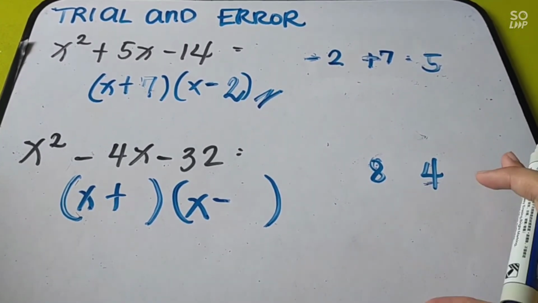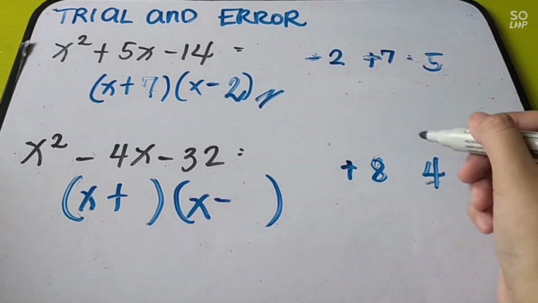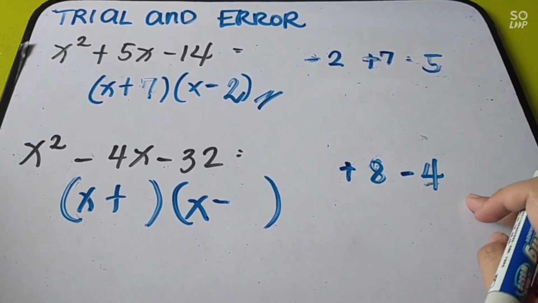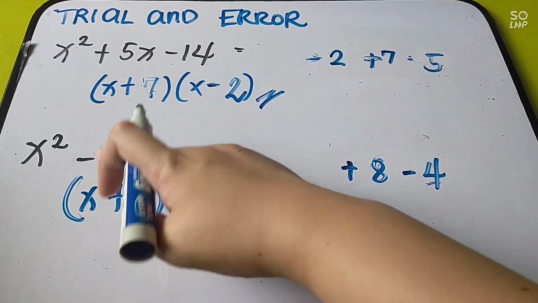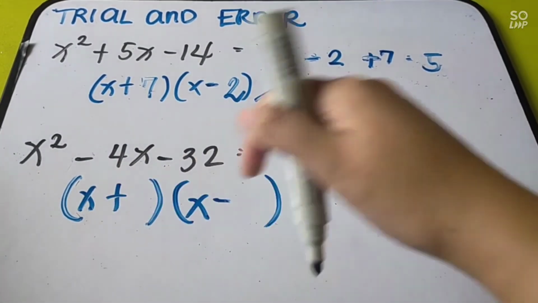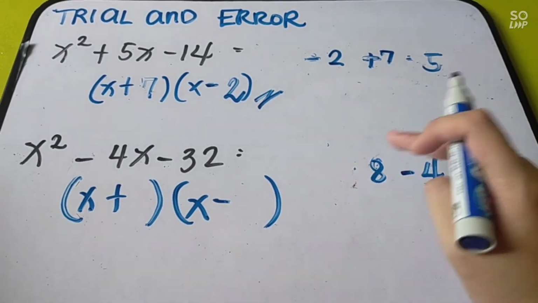Let us have here 8 and 4. Ayan na, 8 and 4. So, kung ito ay positive, then this one is negative. 8 minus 4, the answer is positive 4. Pero, ito ay dapat negative. Negative dapat to. So, pagbalik na rin natin.